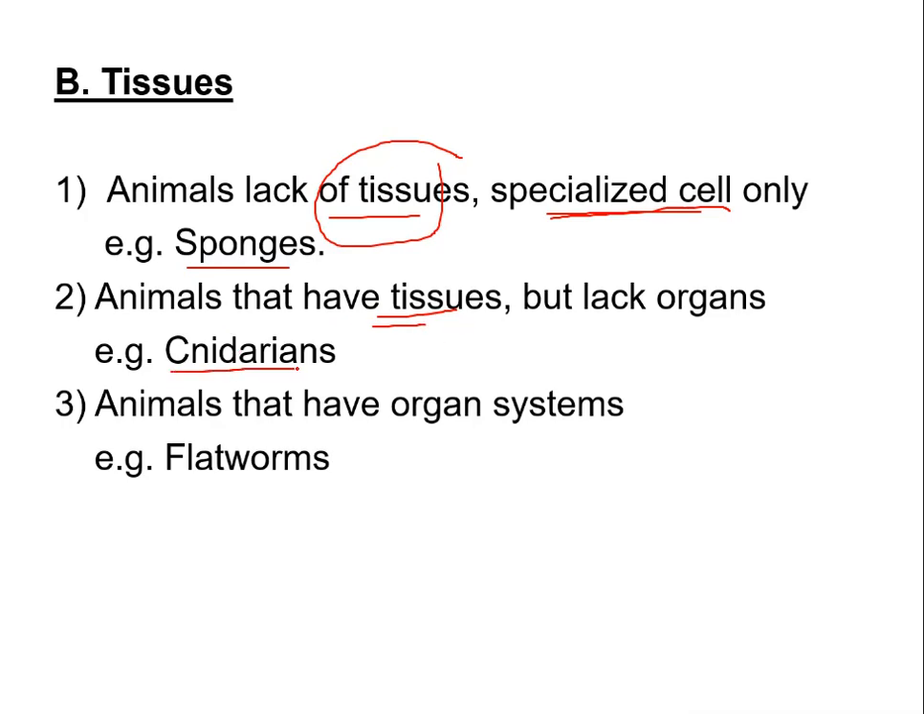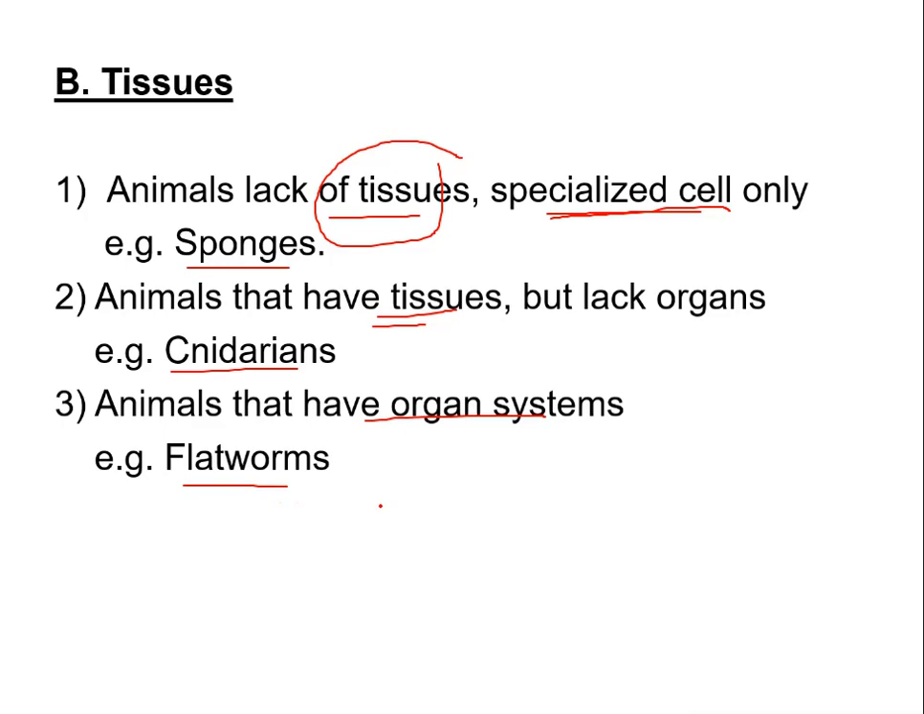Which is the Cnidarian. Cnidarian is the second phylum in the animal kingdom. And some animals have organ systems, starting from flatworm onwards. So you can see that there are three classifications over here. Satu yang langsung tak ada tissue, they just at the cellular level, which is sponges. And second is animals that have tissue but do not have organs, so they just develop setakat tissue sahaja, iaitu Cnidarian. And animals that have organ systems, starting from flatworm, phylum Platyhelminthes onwards.